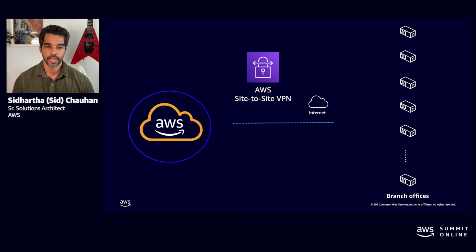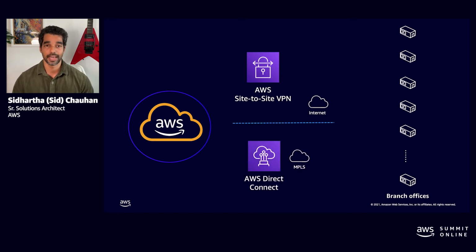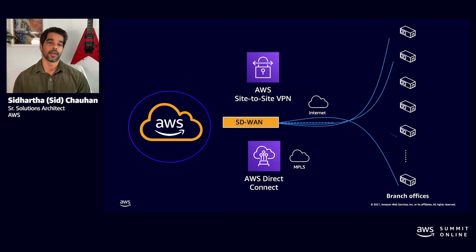Now, you can still use AWS Site-to-Site VPN, create an IPsec VPN from these branch offices to AWS. Or if you have an MPLS setup already connecting your branch offices, you can use Direct Connect dedicated connectivity to bridge your MPLS to AWS. That's a completely valid option. But I do want to talk about a third option. I want to talk about using SD-WAN.